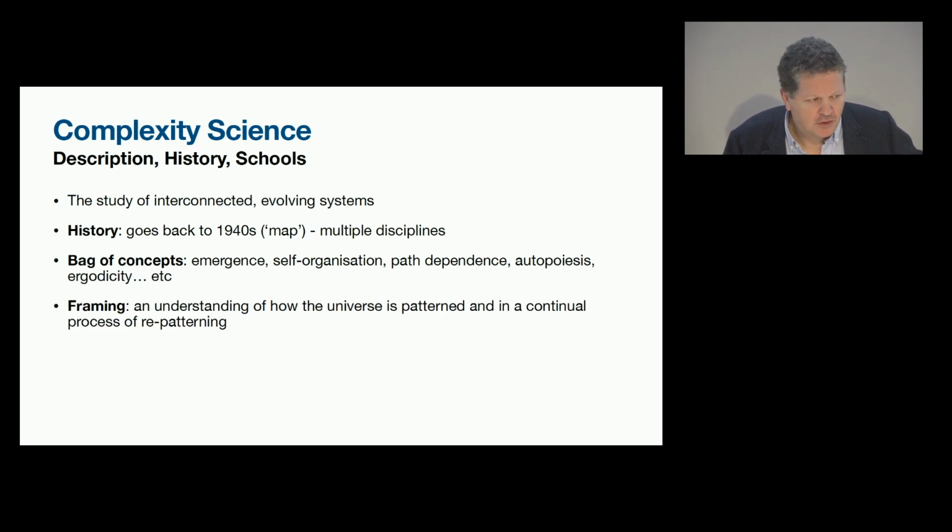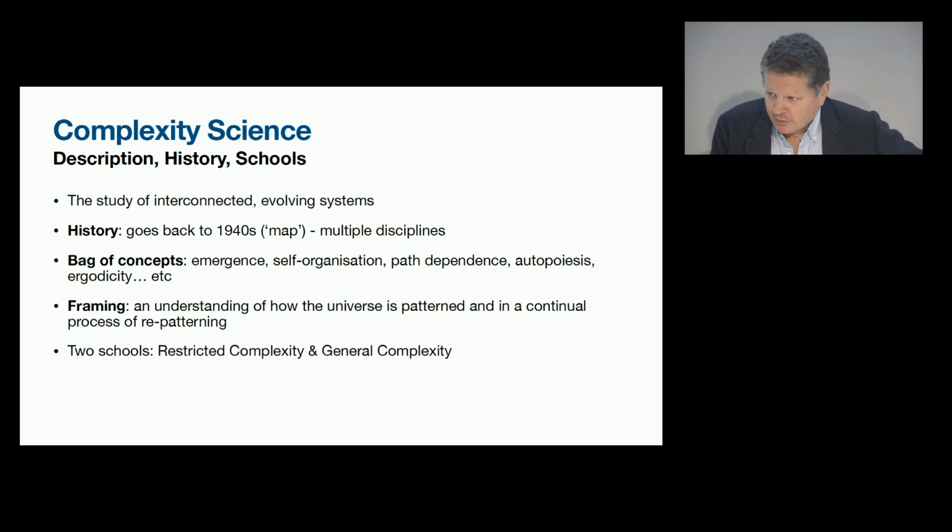My preferred way of doing this is to talk about the ontology of complexity science. I've written this phrase here: it's an understanding of how the universe is patterned and in a continual process of repatterning. I can talk about what I mean by that in a little more detail. By patterns, I'd give examples of technology, for example, which creates patterns of relationships between things, laws, social norms, governance structures, etc. Those are patterns because you create relationships between things.